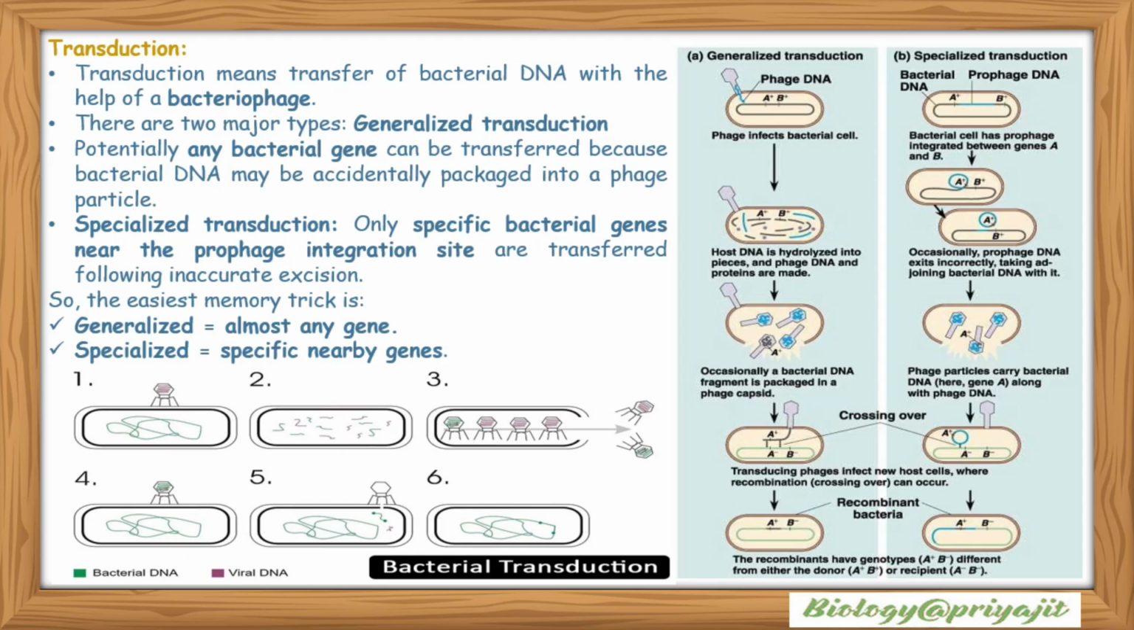Transduction. Transduction means transfer of bacterial DNA with the help of a bacteriophage. There are two major types. Generalized transduction: potentially any bacterial gene can be transferred because bacterial DNA may be accidentally packaged into a phage particle. Specialized transduction: only specific bacterial genes near the prophage integration site are transferred following inaccurate excision. So the easiest memory trick is: generalized is almost any gene, and in specialized, specific nearby genes are transferred.